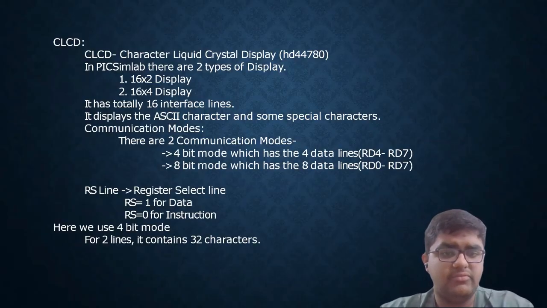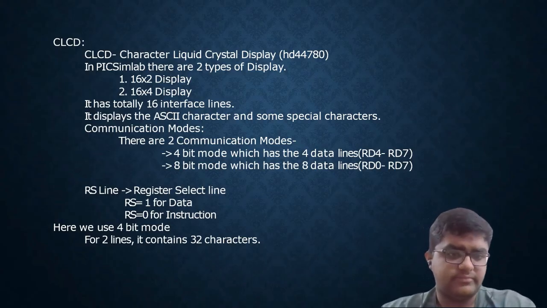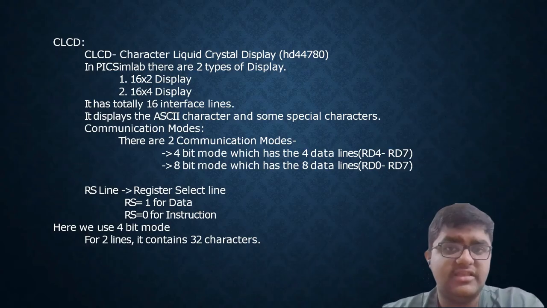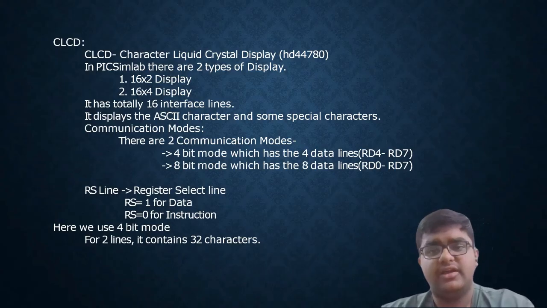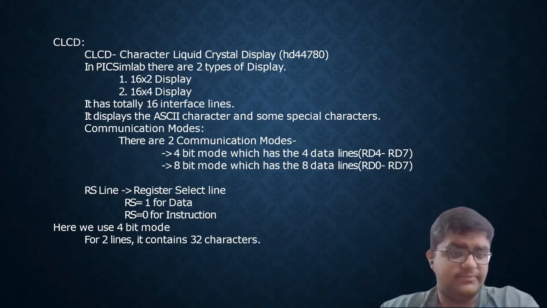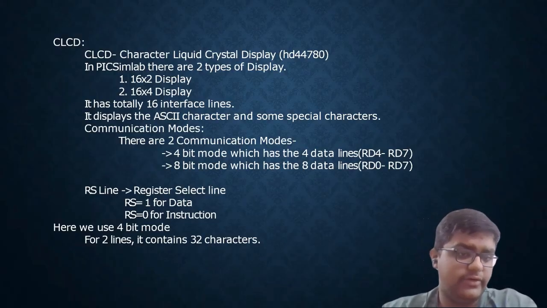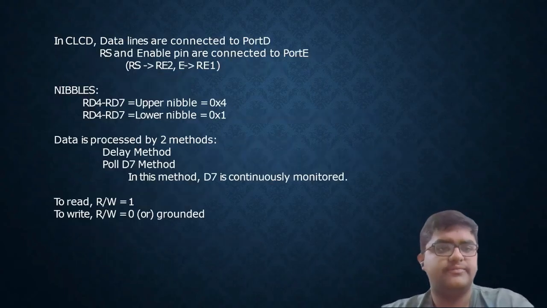Communication mode for the 4-bit mode has 4 data lines, and 8-bit mode has 8 data lines, plus the RS line. You can see the connection for 4-bit is RD4 to RD7, and 8-bit mode is RD0 to RD7. That means the CLCD on the PICgenios board is actually connected to port D, and we need to configure it like that. RS line, register select: RS equal to 1 for data and RS equal to 0 for instruction. Here we use 4-bit mode for 2 lines that contains 32 characters. In CLCD, data lines are connected to port D.